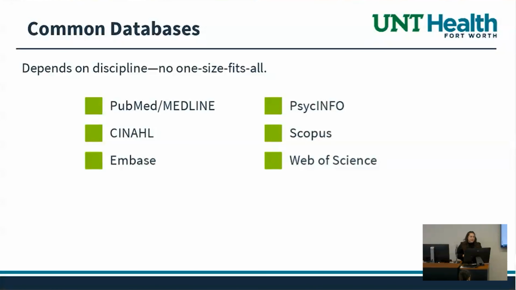So here are some common databases I see used on the different reviews people have asked me about. PubMed, CINAHL, Embase, PsycInfo, Scopus, Web of Science. And again, you don't have to use all of these. You don't have to use any of these if you don't want to. But if you ever need help deciding which database maybe works for your topic, you can always ask the library for help. We'll help you identify some, as well as how to search in them if you're unsure.